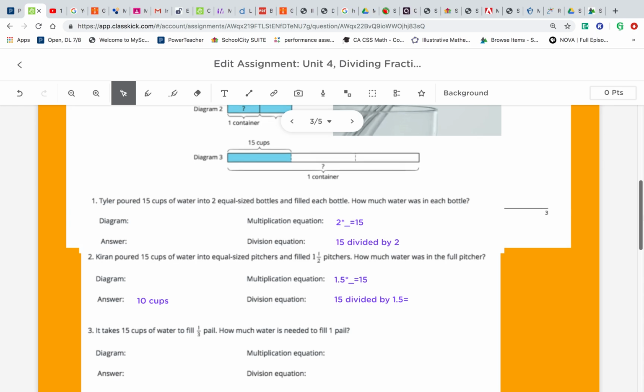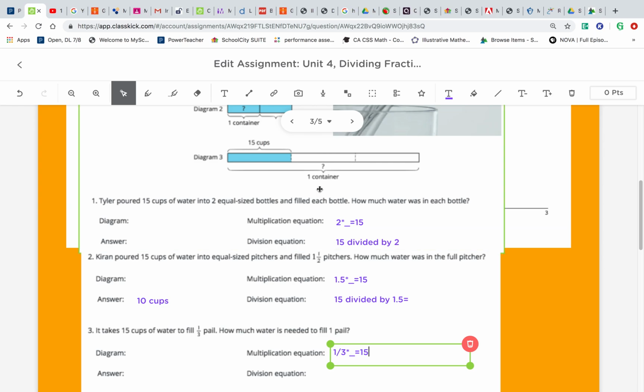And so we just want to write the equations and then figure out the answer. So if we talk about the equations here, you can see where you're going to have 1/3 of the container, this part, times some unknown is going to give you 15. So you can think about it like that. You can say 1/3 times an unknown is going to equal the 15 cups.